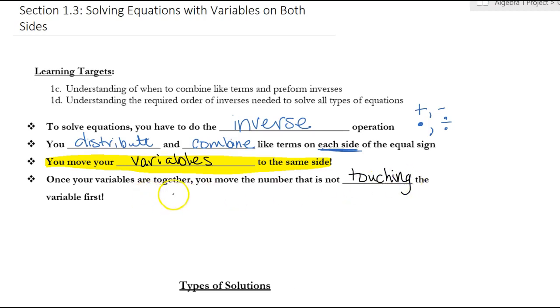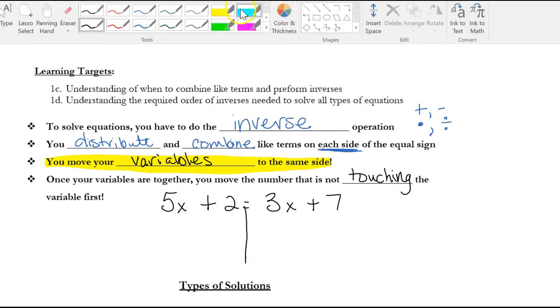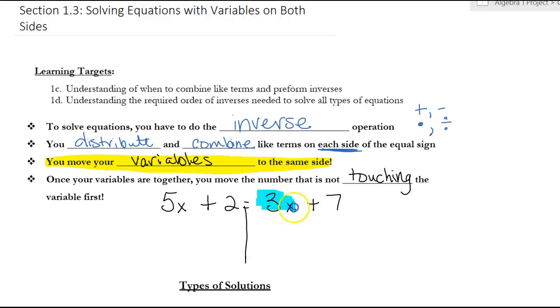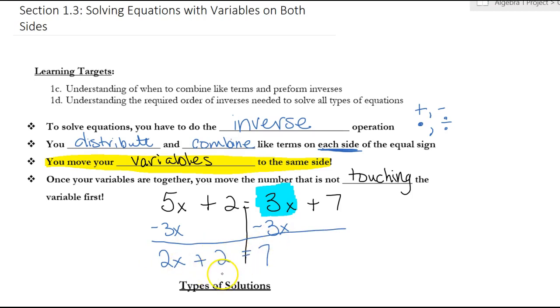Okay? So what I mean by that is, if I have a problem like this, there's no distributing, there's nothing to combine, so I just have to move my variables to the other side. I tend to move my smaller variable to the left. If you move your smaller variable, then you're not going to have a negative. So if I move this 3x, I'm going to minus 3x on both sides. And so I get 2x plus 2 is 7. And then you have a problem you know how to do.